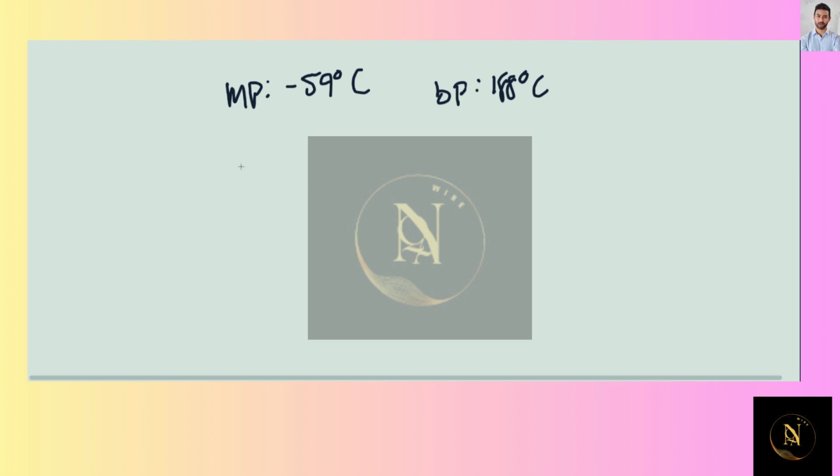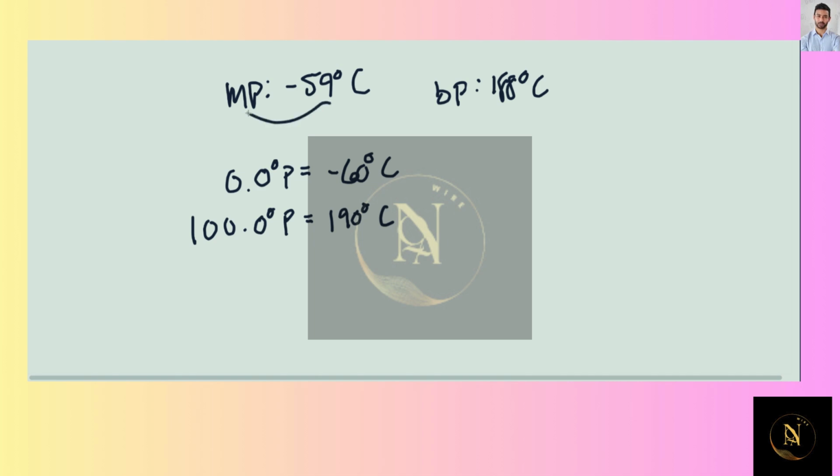What we're told is that 0.0 degrees P will be equivalent to negative 60 degrees C, and that 100 degrees P will be equivalent to 190 degrees C. Actually, this is superfluous information, it's sort of the motivation.